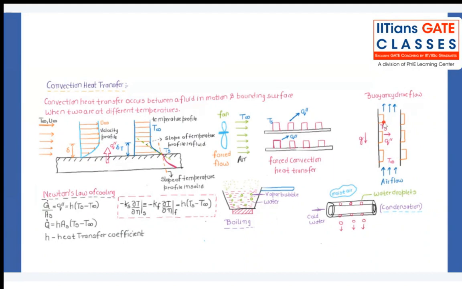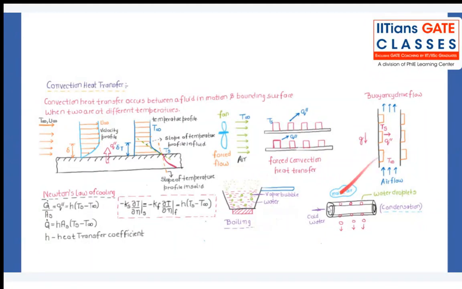And this flow is basically happening because of the buoyancy differences. As soon as your air comes in contact with the heat, it becomes lighter, density changes, and it moves up. So the buoyancy force is the main force driving natural convection. Whereas in forced convection, you are creating flow by mechanical means, such as mechanical fans. So this is forced convection.